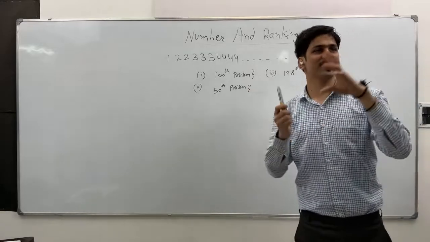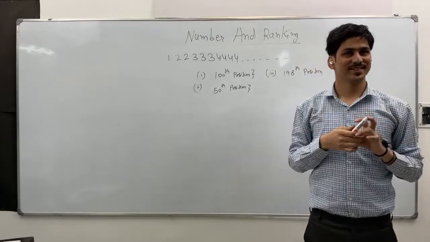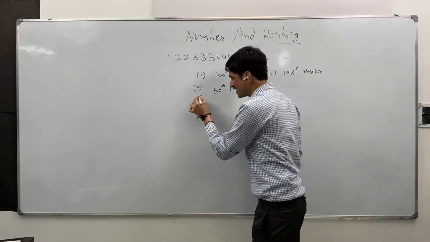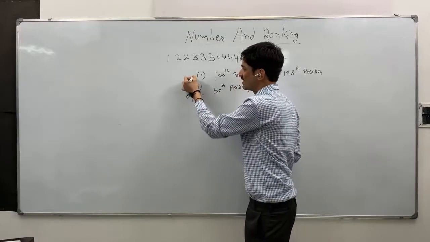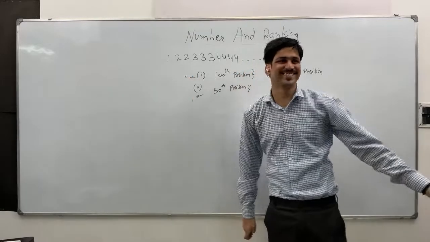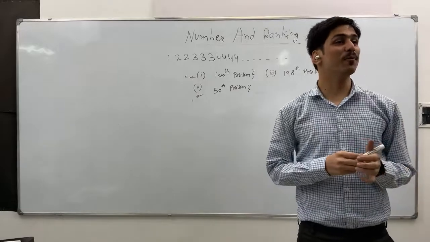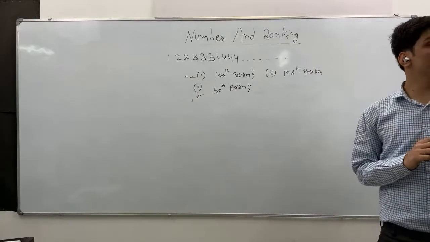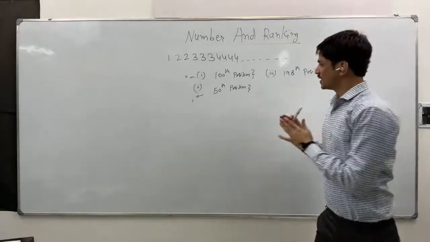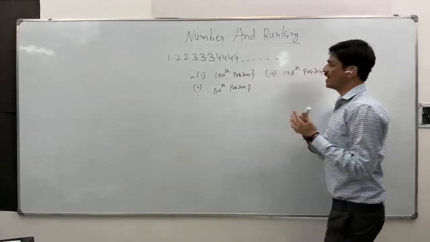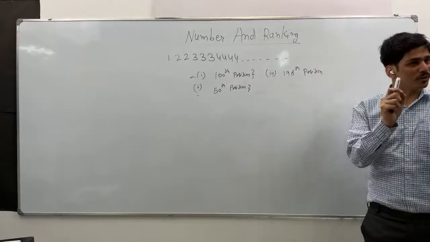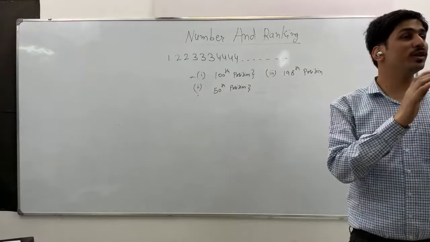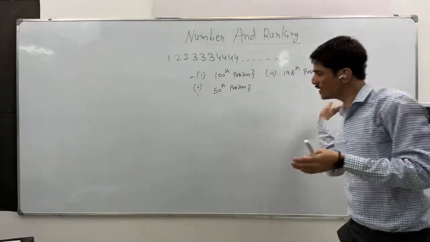Someone is getting 1, someone 2. Either 1 or 2. What about others? Anyone from this row? You see. Okay, what about 198? Actually, I just want to know the idea. I want to know whether you are able to get the idea or you're simply counting.